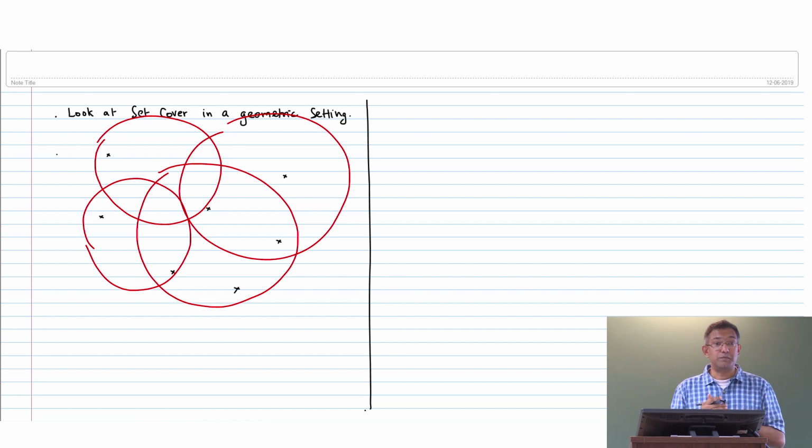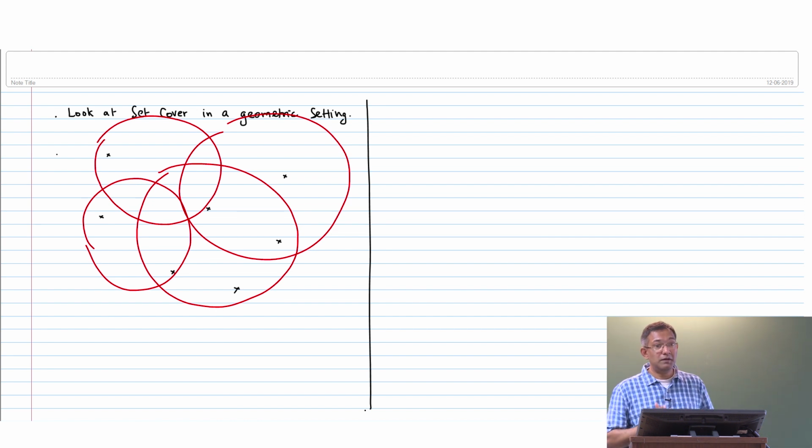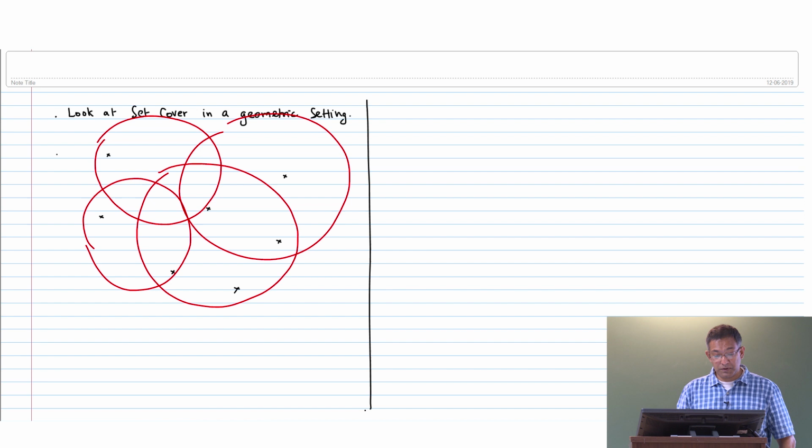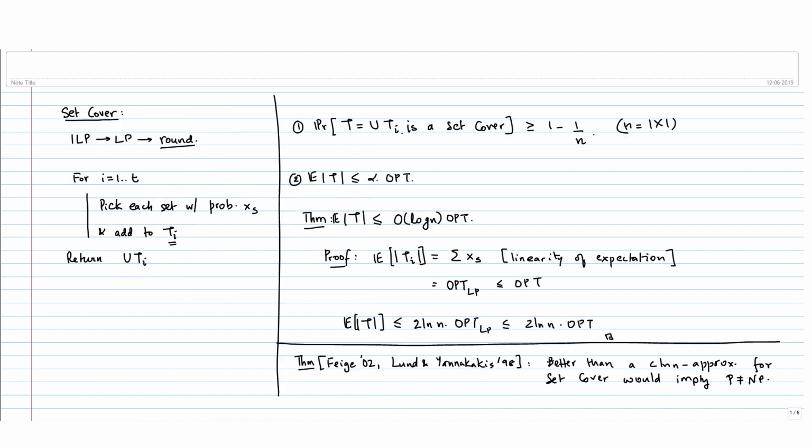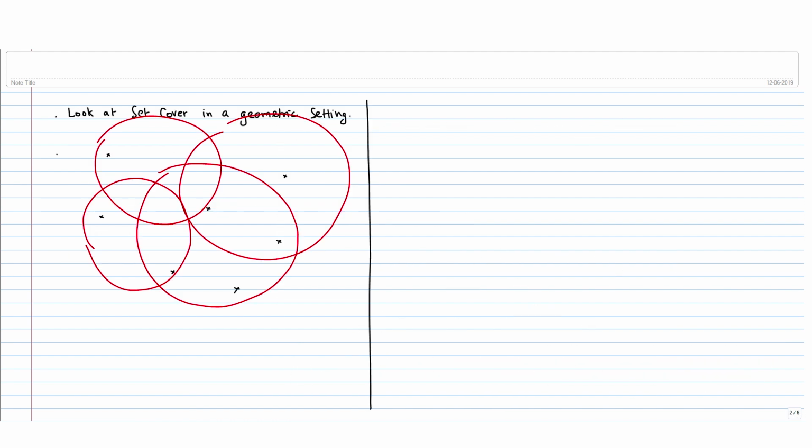Geometric set cover shows up in many scheduling problems. I will not be able to tell you why or how, but it shows up in many. So there are many applications beyond just geometry. So we want to develop tools to get a better approximation than what is possible for general sets. That's going to be our goal.